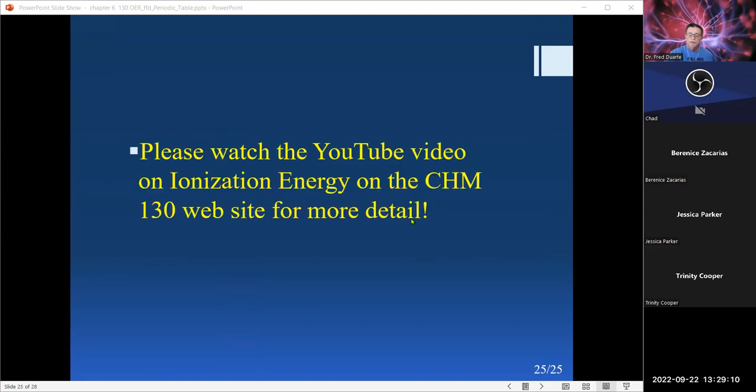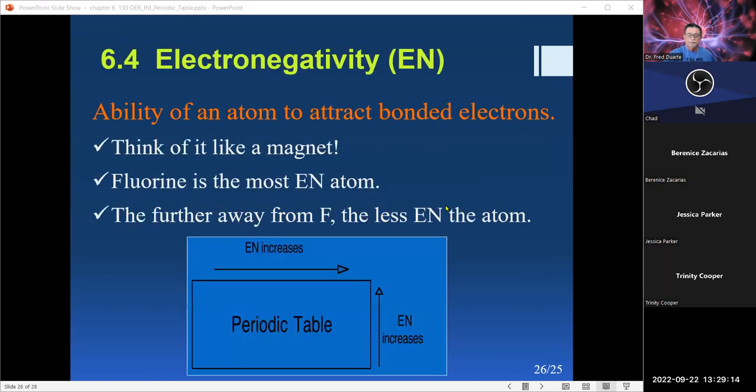Again, we have an additional video on ionization energy. Don't forget to watch that. Now, this concept here is very important, because we're going to see this again, okay? Because it definitely affects what type of bond compounds make. And this property is called electronegativity.